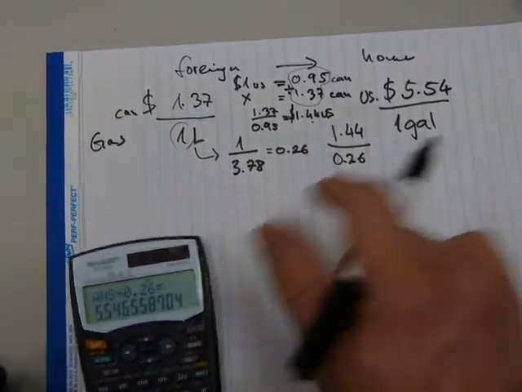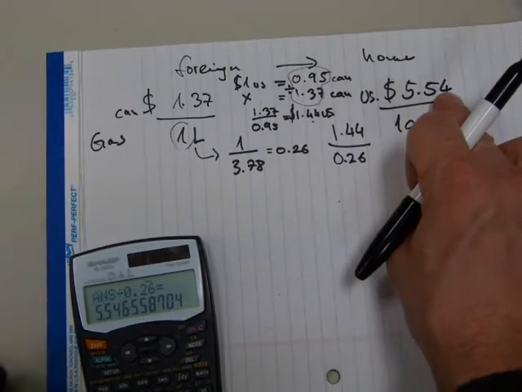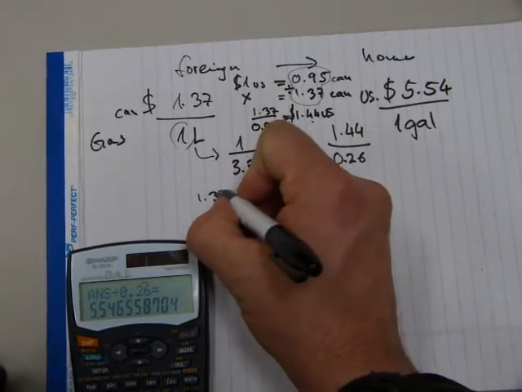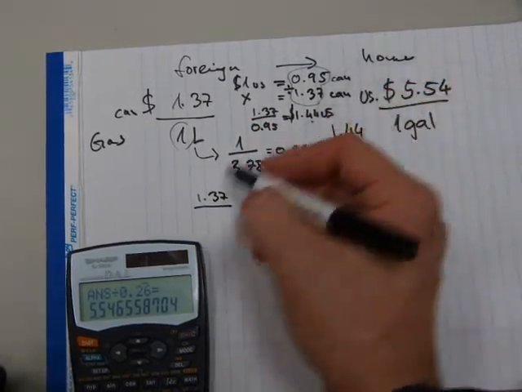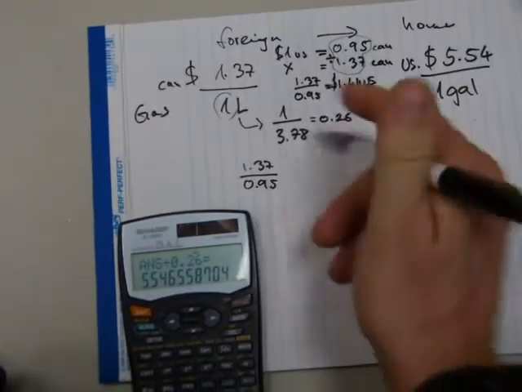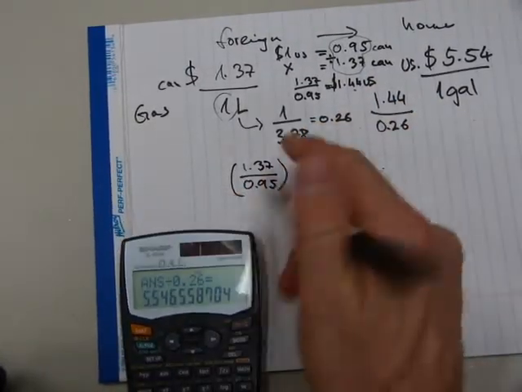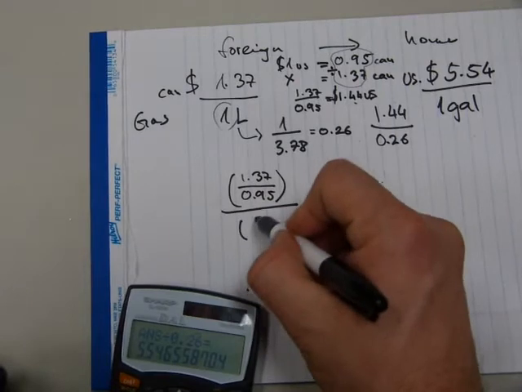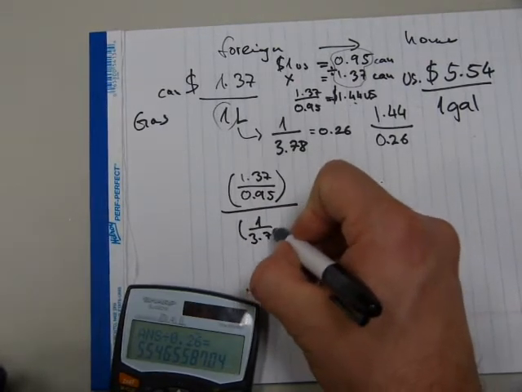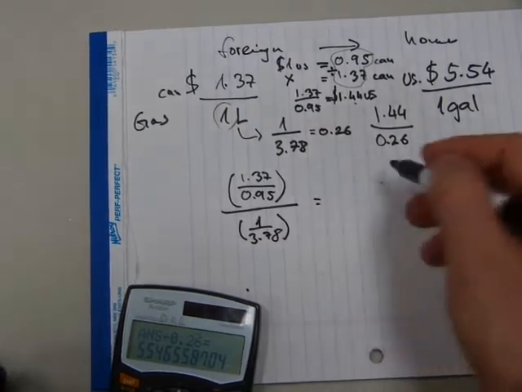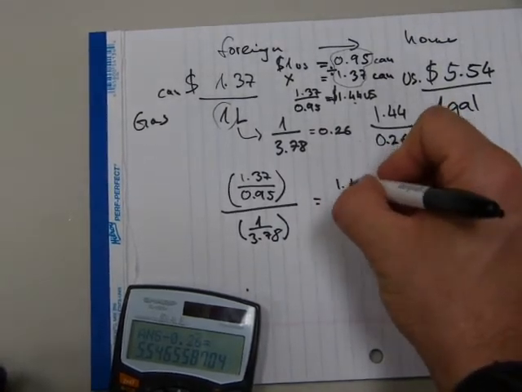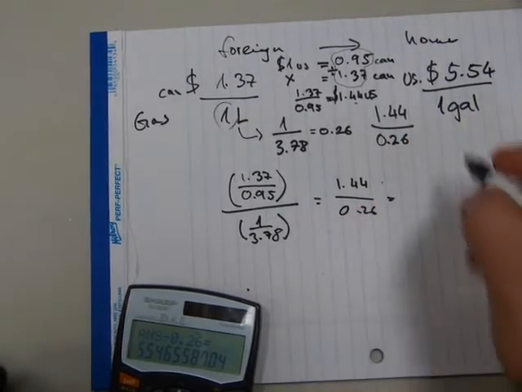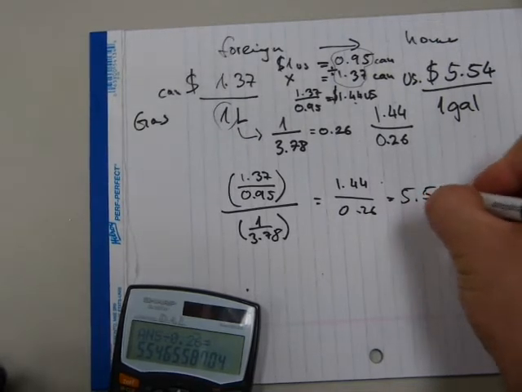Now, again, how did we get 5.54 starting with 1.37? What exactly happened here? Well, the 1.37 was divided by 0.95 and we made a subtotal out of it, which was further divided by that fraction there, 1 over 3.78, and we had a subtotal out of that. The subtotal of this was 1.44 and the subtotal of this was 0.26, and that's how we got $5.54 US.